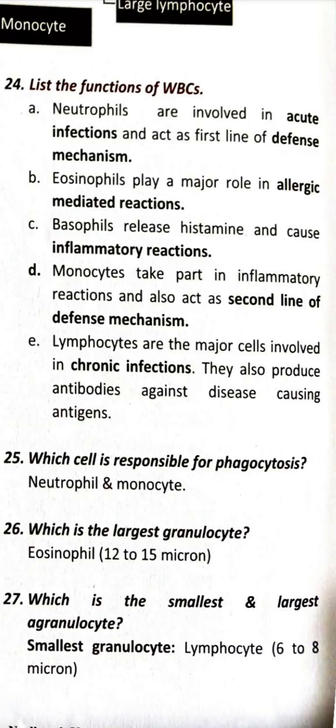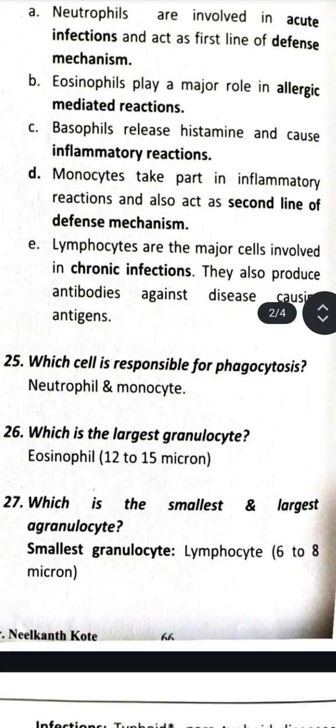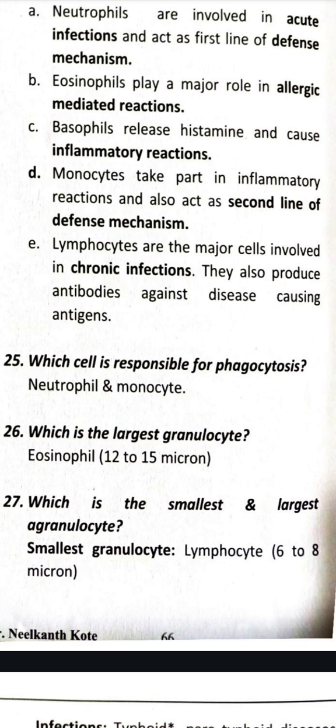Now, the most important thing is the functions of WBC. We know that all types of WBCs will be involved in the defense mechanism. Neutrophils are involved in acute infection, and they act as a first line of defense mechanism, a non-specific immune response. In any acute infection, neutrophil count will be higher. You will see neutrophilia. And what about eosinophil? They will always play a major role in allergy mediated reactions. Therefore, their count is more in allergy, hay fever, asthma. Now, basophils release histamine, and therefore they cause the inflammatory reaction.